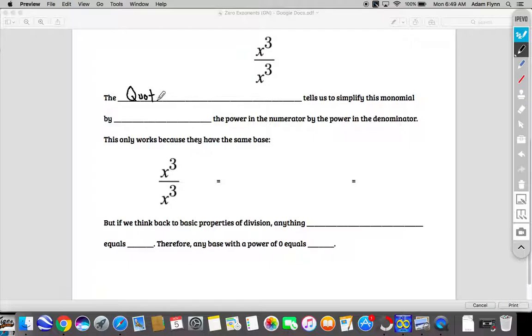quotient of powers property tells us to simplify this monomial by subtracting the power in the numerator by the power in the denominator. Okay, and this only works because they have the same base. Their base is x for the numerator and denominator.